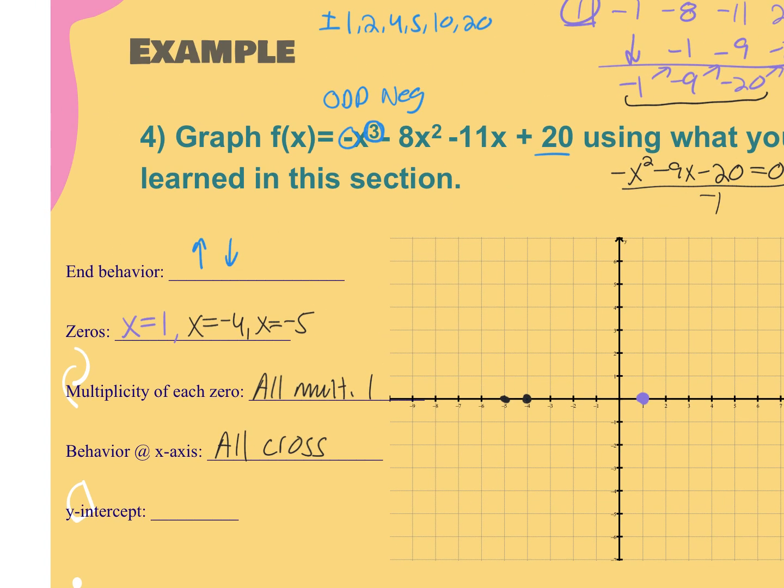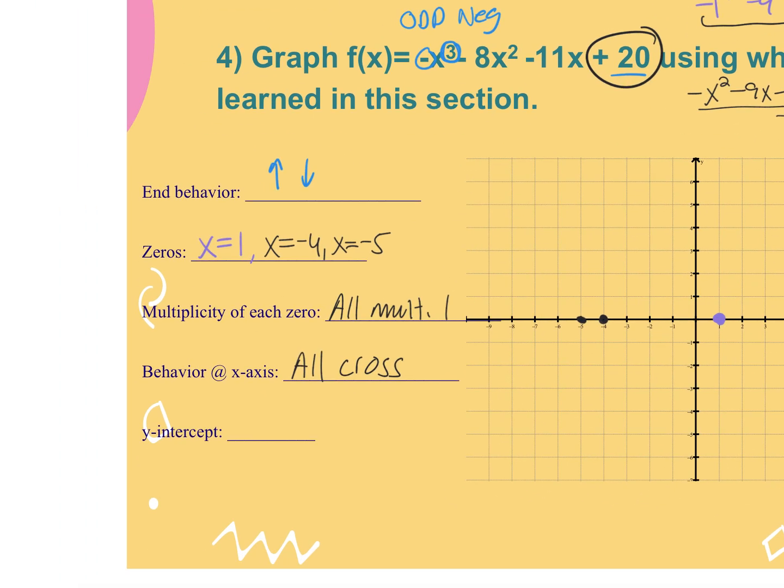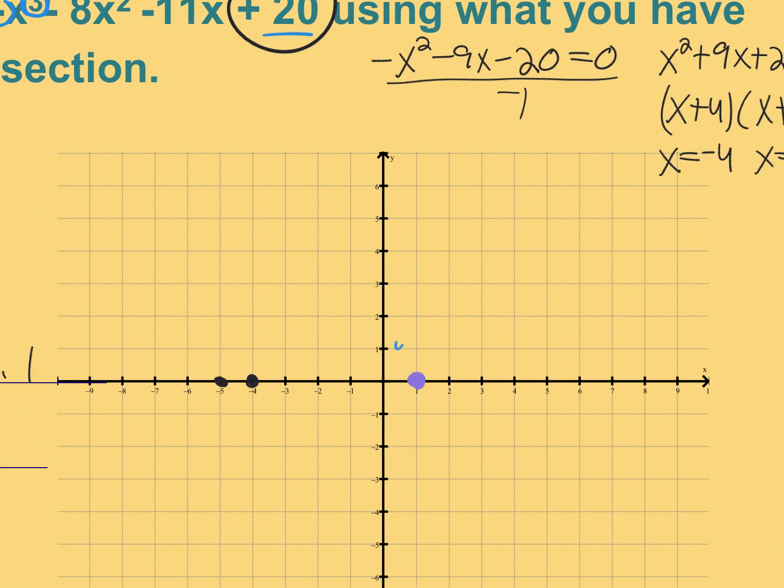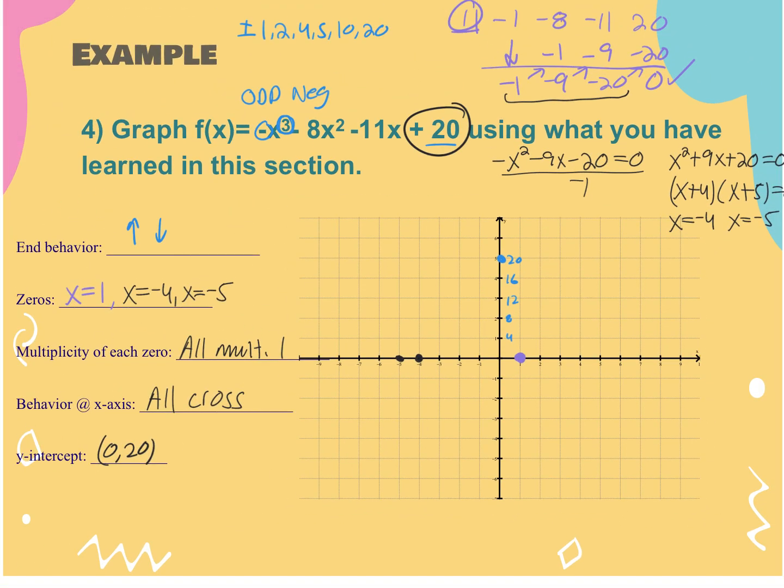And then our y-intercept, we're going to use the last term that I see there, so it's going to be 0, 20. All right, I'll make this one go by 4s, right? So I'll say 4, 8, 12, 16, and 20, right? And so 20 would go right there. All right, and now this is enough information to sketch our graph.